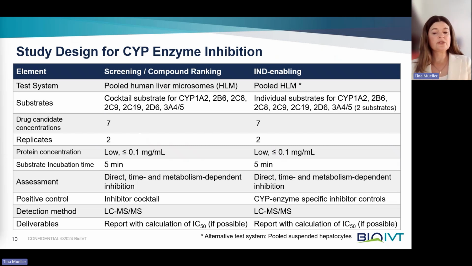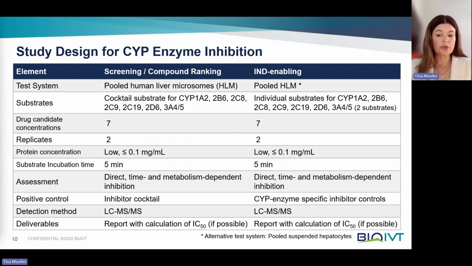Typically, 7 concentrations are used to calculate an IC50 if inhibition is observed. Now, with that said, in some cases, it might be sufficient to use just 1 low and 1 high concentration to demonstrate the absence of inhibition. Now, with regard to replicates, 2 are generally considered adequate for the standard setup using human liver microsomes.